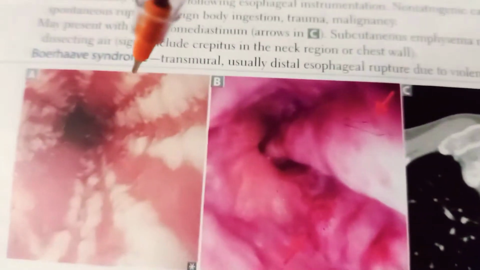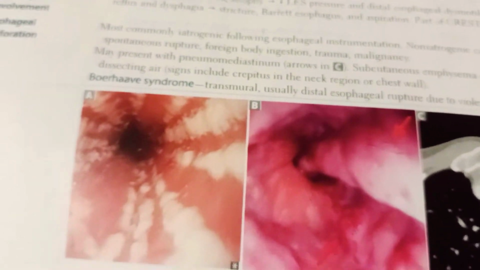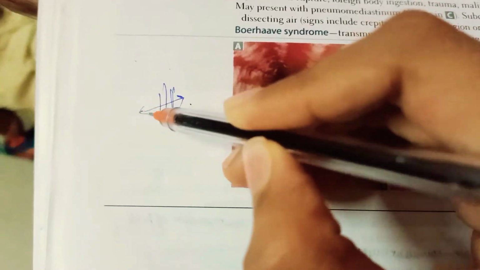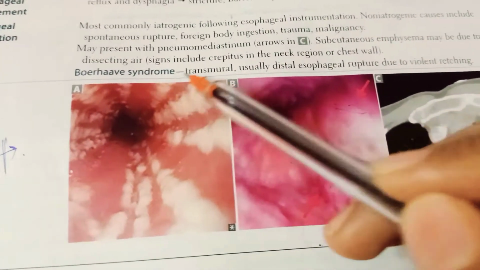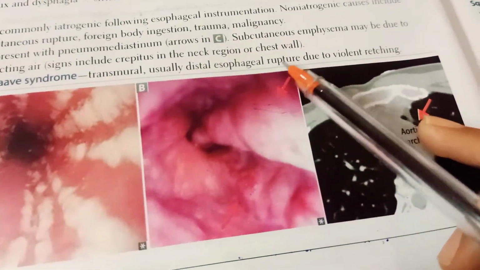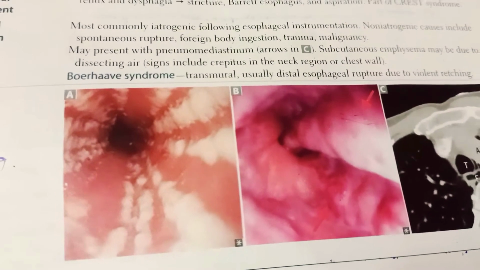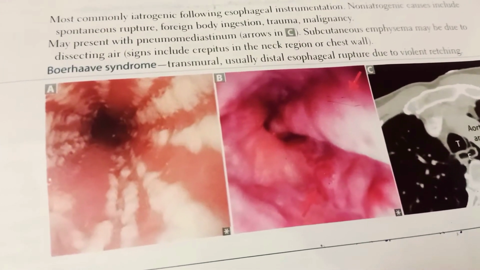Next, coming to another syndrome, Boerhaave syndrome. That is transmural rupture of the esophagus, of all the layers. You know that the esophagus has mucosa, submucosa, and muscularis externa. If all the layers are ruptured, that will lead to Boerhaave syndrome. Transmural, usually distal esophageal rupture due to violent retching. Retching, like if you have sudden, very forceful vomiting, then sometimes all the layers of your esophagus may rupture.